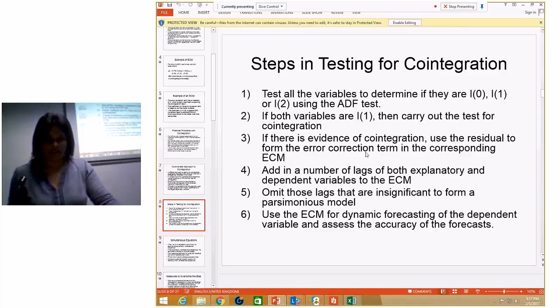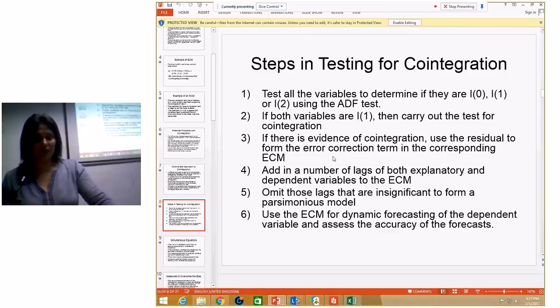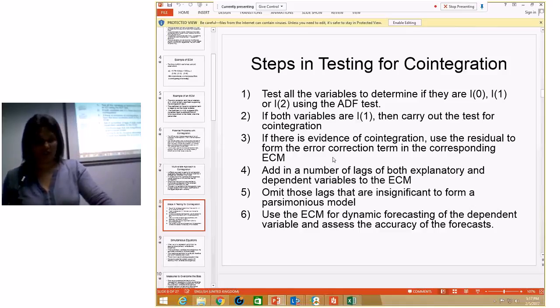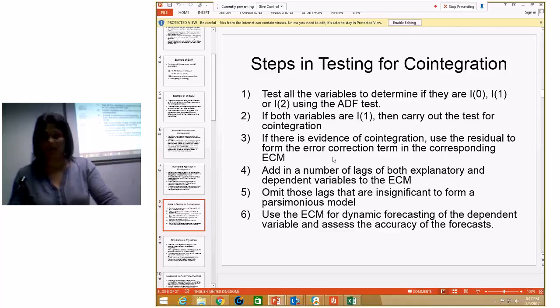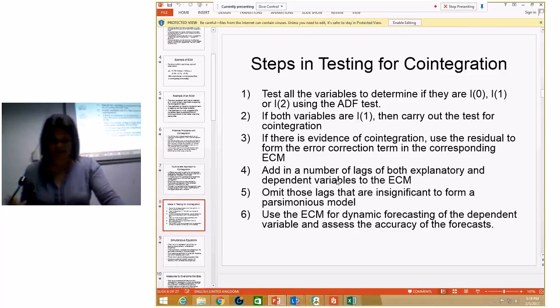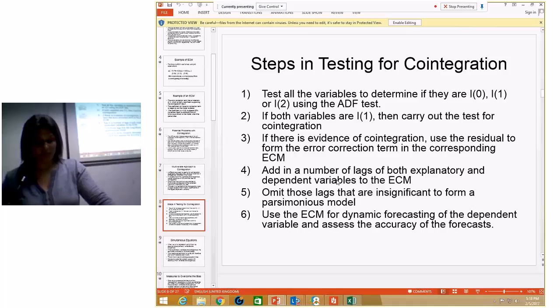If there is evidence of cointegration, then use the residual from the cointegration as the error correction term in the corresponding error correction model. Add the number of lags for both explanatory and dependent variables to the error correction model. Omit those lags that are insignificant to form a parsimonious model. Then we use the error correction model for dynamic forecasting of the dependent variables and assess the accuracy of the forecast.